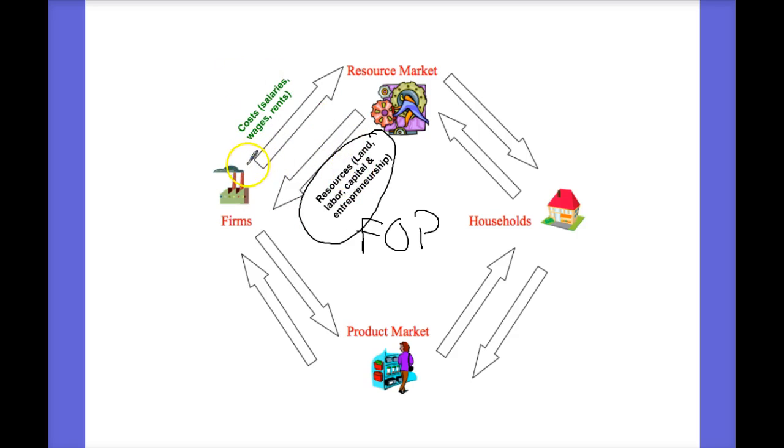And in exchange, they're going to have to pay for those things. So they're going to incur some costs in the form of salaries, wages, rents. They need to pay for those resources that they're going to use. Okay, now moving on.